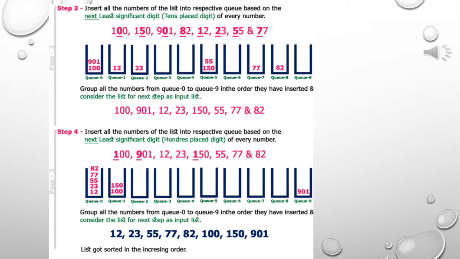Now group all the numbers from Q0 to Q9 in the order they have inserted and consider the list for next step as input list. The list is sorted. List got sorted in increasing order. Okay, these are the steps involved in radix sort.